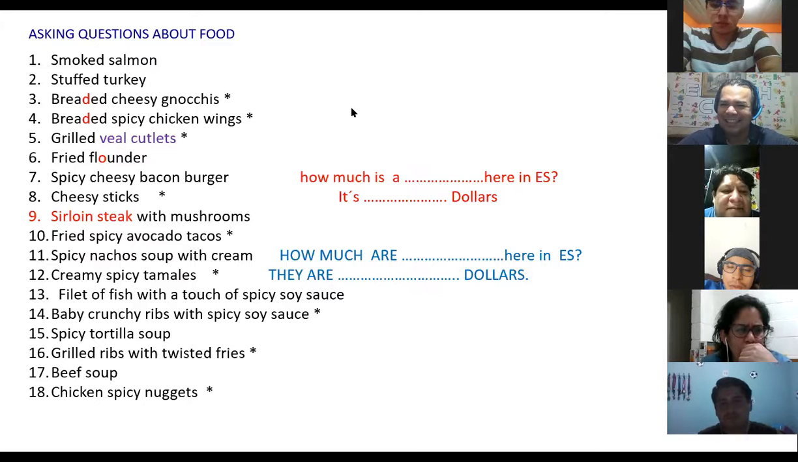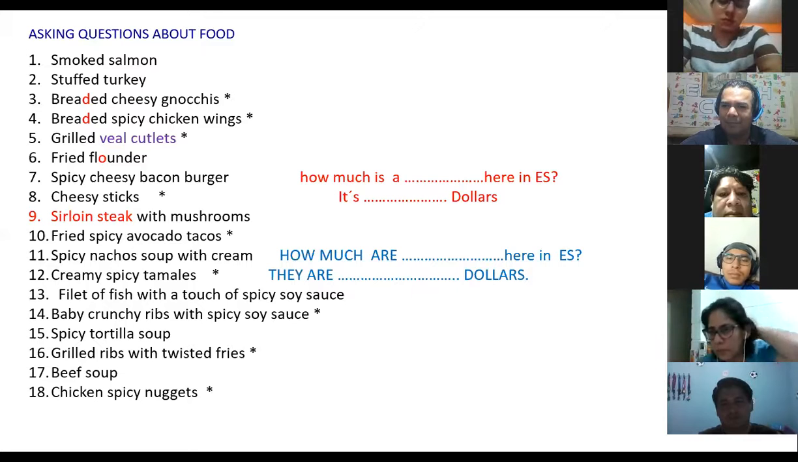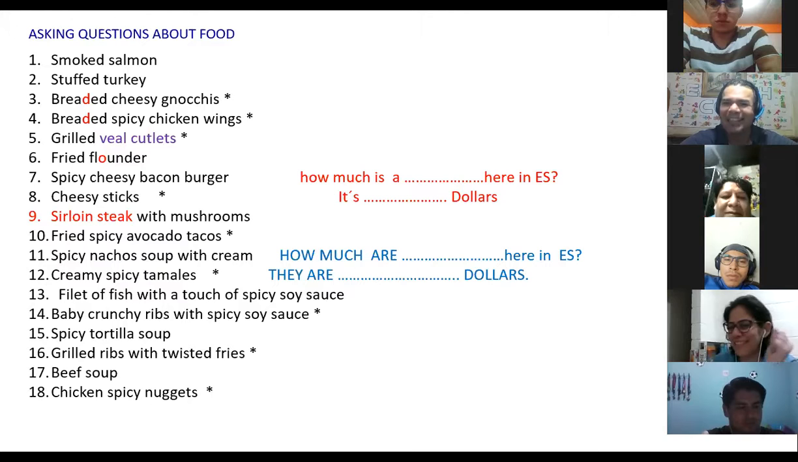That's good. How much and beet soup are in El Salvador? They are $10. Elizabeth to Omar, excellent. How much is a fried flounder here in El Salvador? It is $3. Thank you, Omar. To Anita Alvarado. How much are cheese sticks here in El Salvador? They are $10. Thank you, Anita Alvarado. To Claudita. How much is a pit soup here in El Salvador? It's $1. No, ahí no existe la. It's $1. Okay, yeah. That's good.